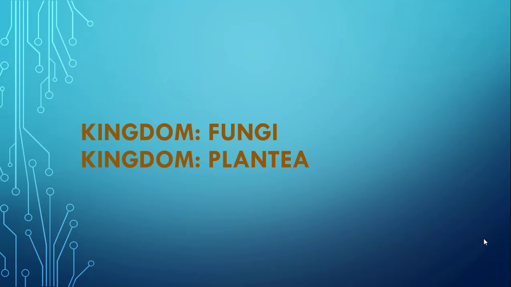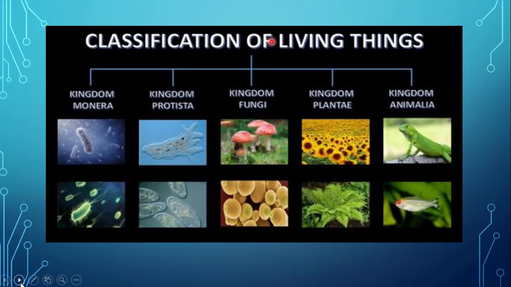Today we will start our new lesson, lesson 2, chapter 2, which is talking about Kingdom Fungi and Kingdom Plantae. In our previous lesson, we talked about the classification, and we know that the classification is divided into 5 kingdoms: Kingdom Monera, Kingdom Protista, Kingdom Fungi, Kingdom Plantae, and Kingdom Animal. Today we will talk about the Kingdom Fungi and Kingdom Plantae.